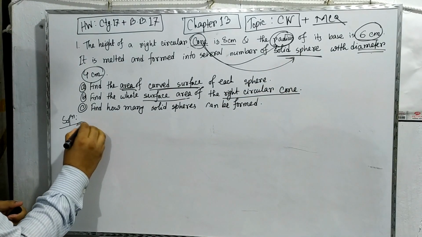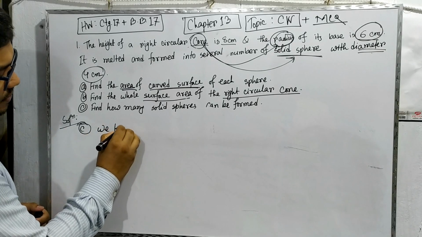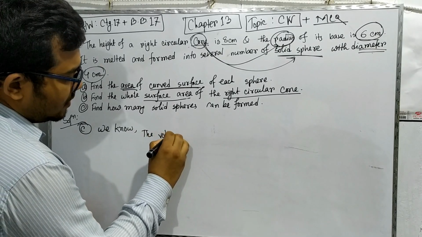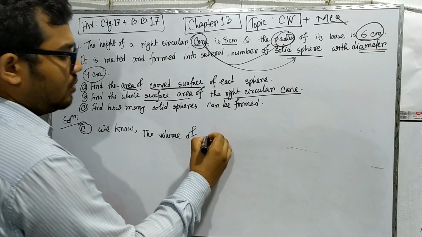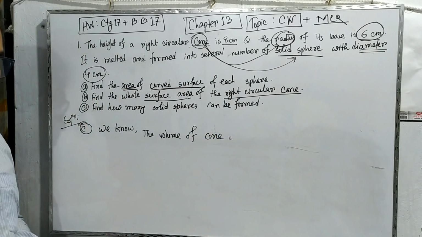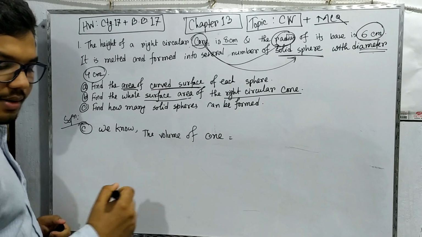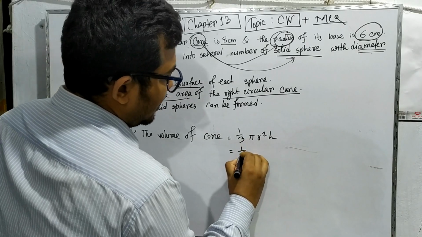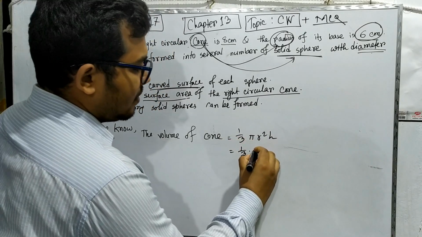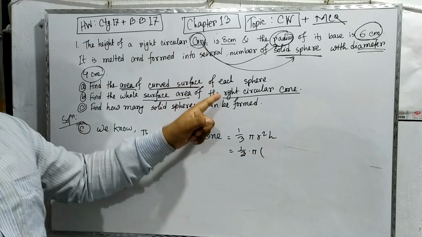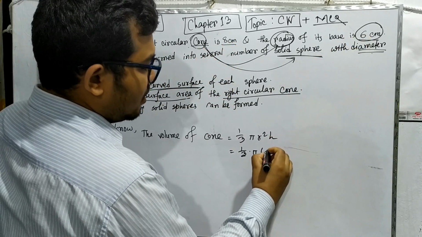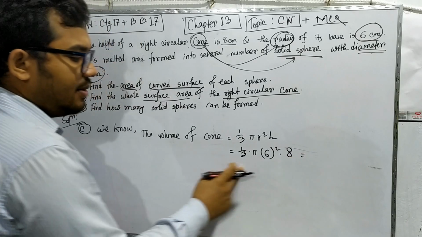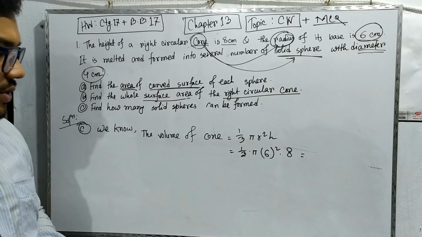So here we know the volume of cone. What is the formula for the volume of cone? Volume of cone is 1/3 pi r square h. Here 1/3 pi r, r means actually the radius of cone, that is 6 square, into h, that is the height, that is 8. So if we multiply this into this, then what do we get from here?